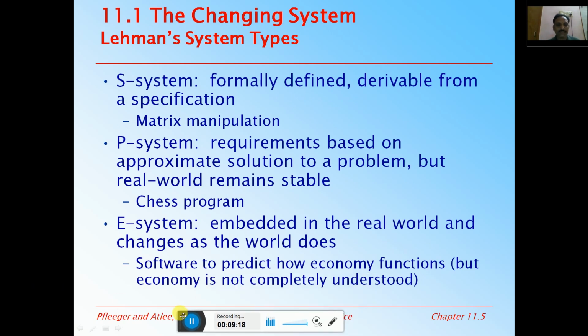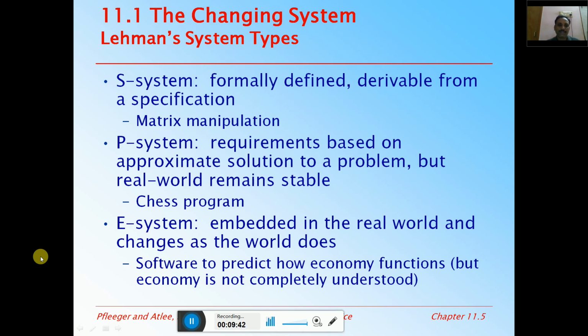Now in this slide we are going to learn about Lehman's system types. Lehman derived some principles based on his observations, on in what way systems have changed or been impacted by changes. Based on that, he classified systems into 3 types.